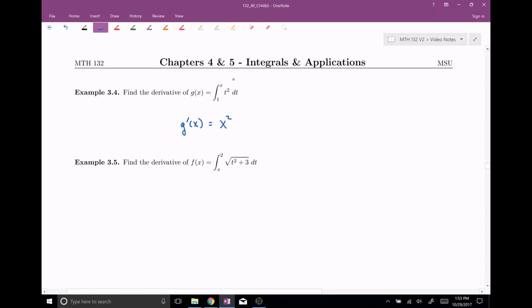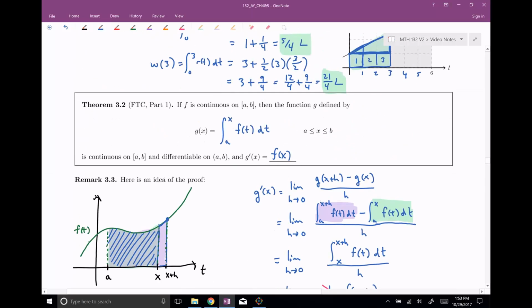So that is, right, here is our function. This is our f of t. Our f of t is equal to t squared. And so if you want f of x, well, then you're going to plug in an x everywhere you see a t. So that's why you get x squared. So again, it's just using that first part of the fundamental theorem of calculus, that says if you want the derivative of some function that has an integral from a to a variable x, well, then you just substitute.